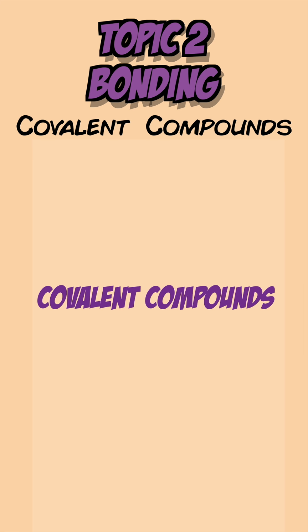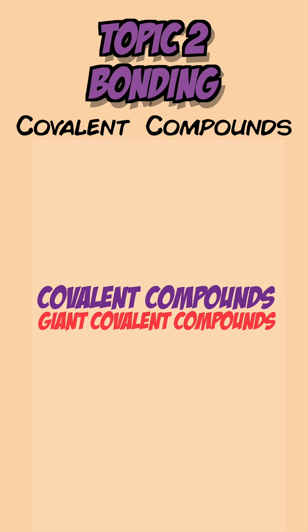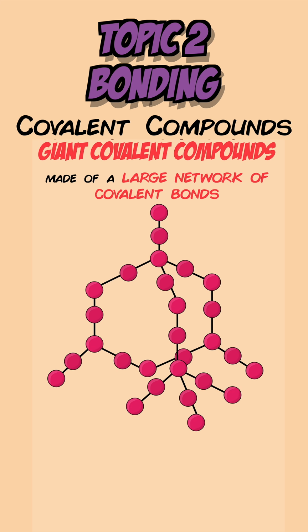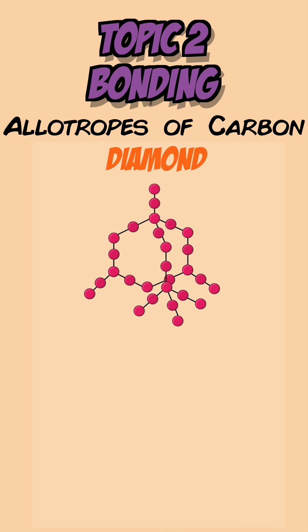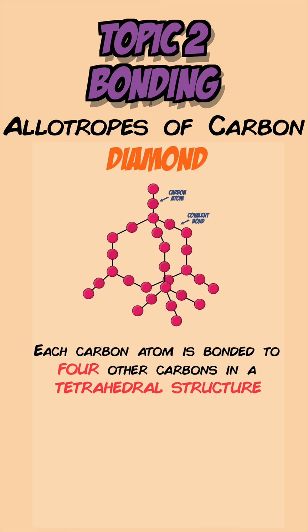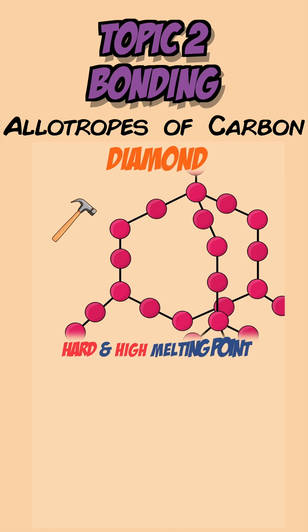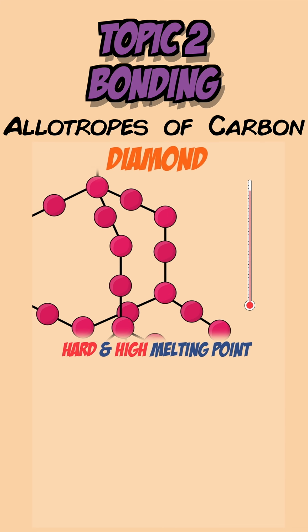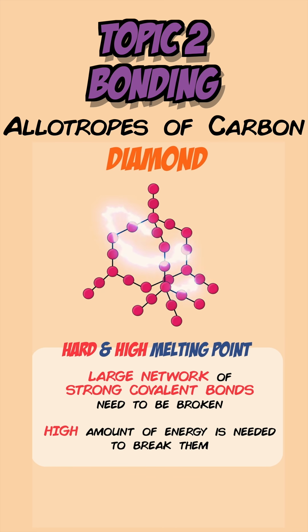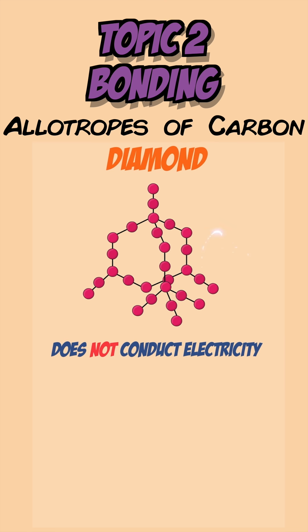The third type of covalent compounds are giant covalent structures. These are structures where atoms are bonded in a large network of covalent bonds. Diamond is formed from several carbon atoms, each sharing 4 covalent bonds in a tetrahedral structure. It's very hard with a high melting point because the large network of covalent bonds require a large amount of energy to break them. Diamond does not conduct electricity because it has no free moving electrons or ions.